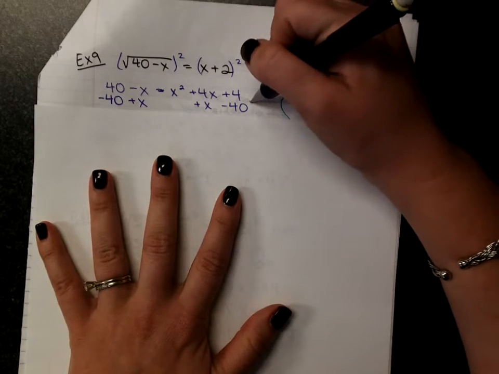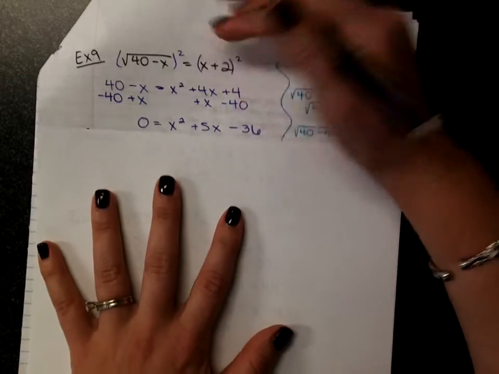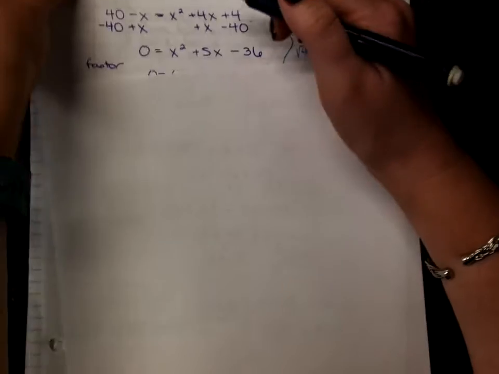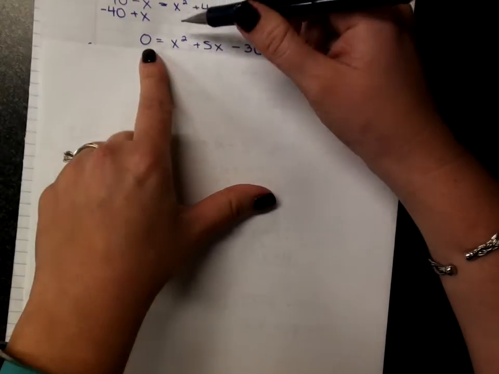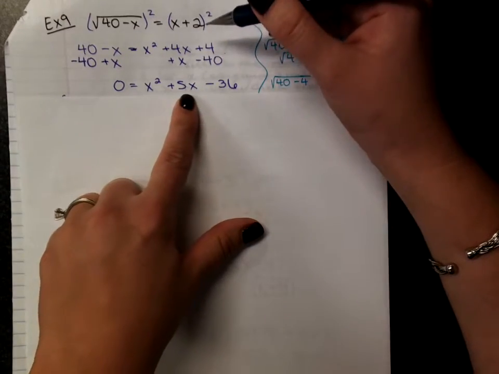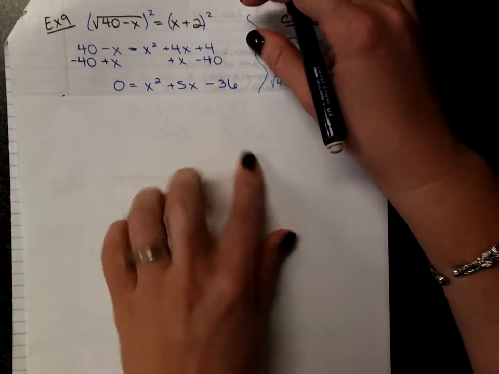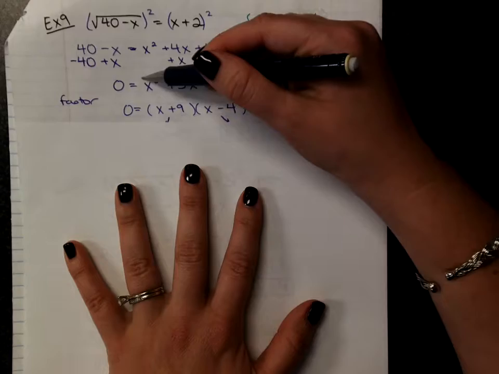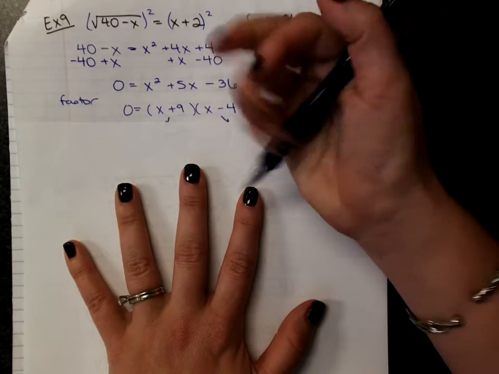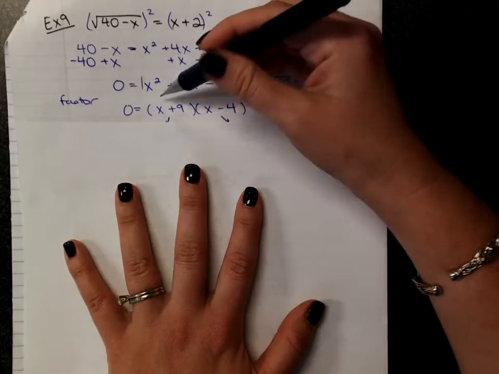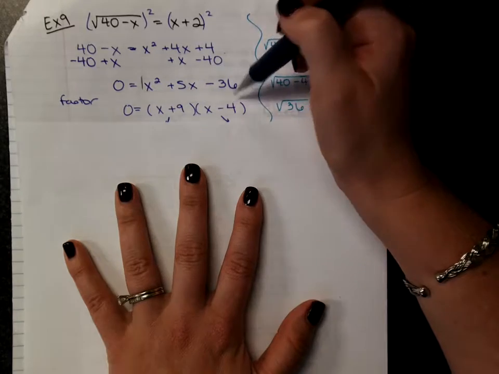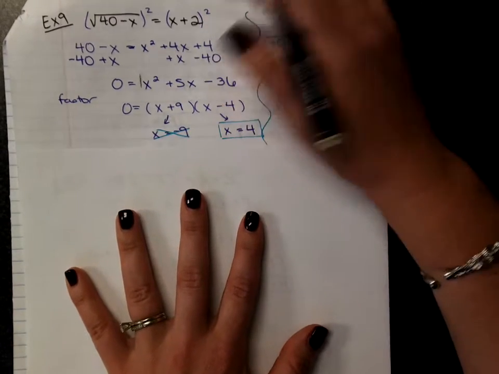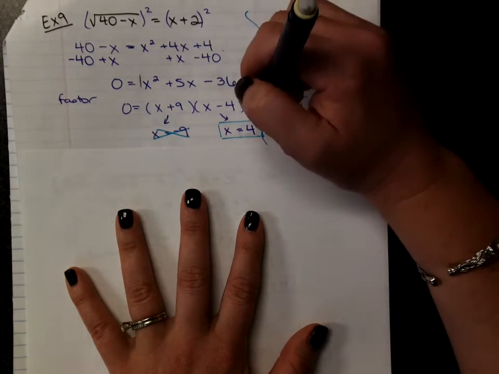Move everything to one side because it's quadratic. You should get 0 equals x squared plus 5x minus 36. Then we'll factor. This one's a little bit easier to factor because the leading coefficient is 1. So it factors into x plus 9 and x minus 4. Then you get your two answers, -9 and +4.